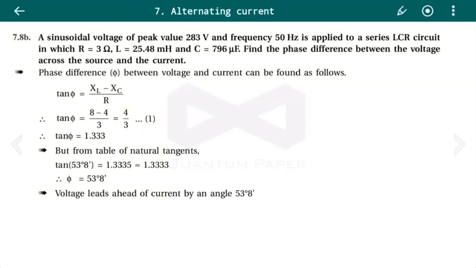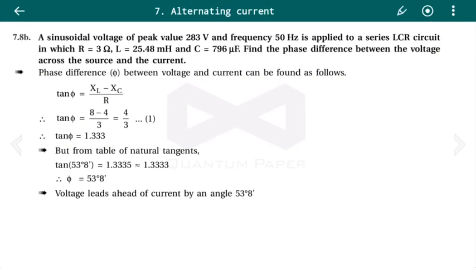Now let us solve 7.8b. A sinusoidal voltage of peak value 283 volt and frequency 50 Hz is applied to a series LCR circuit in which R equals 3 ohm, L equals 25.48 millihenry and C equals 796 microfarad. Find the phase difference between the voltage across the source and the current.